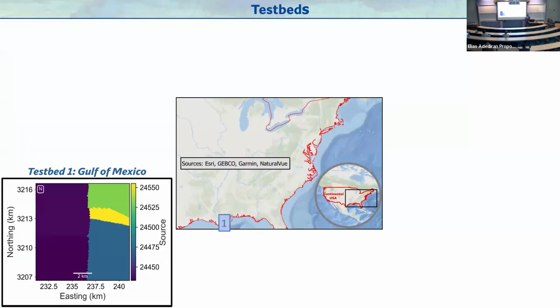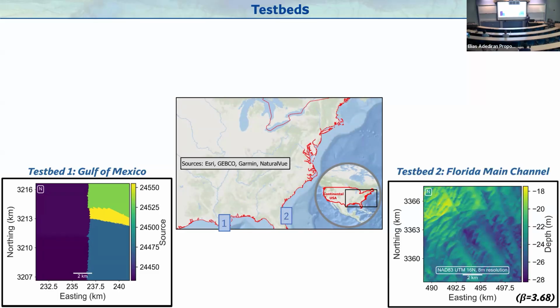The TVU and the source of the data will become more important in chapter 2 when I'm discussing how we integrate the interpolation uncertainty with the measurement uncertainty to inform hydrographic quality classification. But for the case in chapter 1, what we are really dealing with is testbed 1, and I will show you all the testbeds that we are looking at. So that's testbed 1 in the Gulf of Mexico. Testbed 2 is located in the Florida main channel with depth ranging from about 17 to 28 meters.